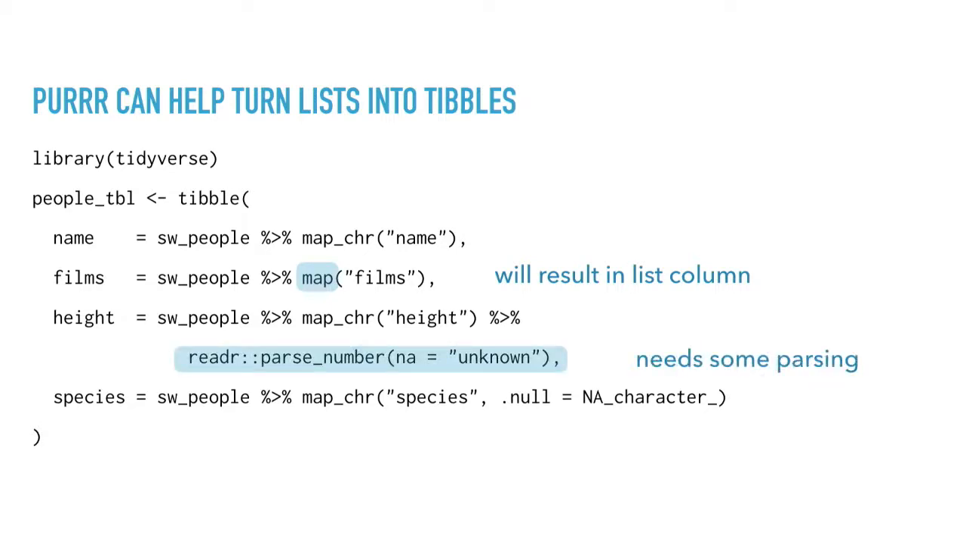And then these other two examples are just other things you can come across. For example, the height, like the mass we saw earlier, is actually returned as a character vector, and you really want to do a little bit of manipulation to make sure that it's interpreted as a number. So here I'm increasing the pipeline a little bit and adding on that pass number, where a missing value is coded as the character string unknown.